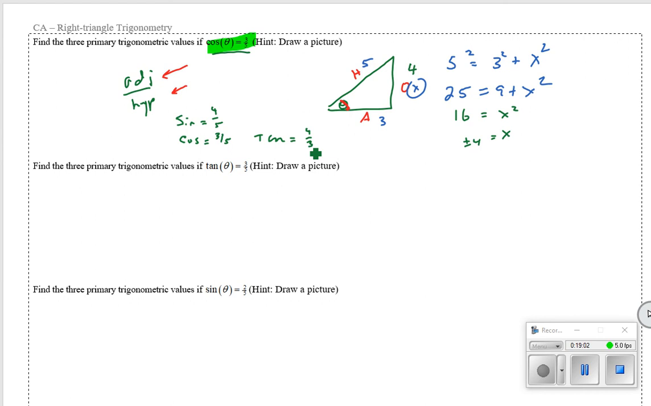Let's do another one. The tangent is 3/5. And what is the tangent? The tangent is the opposite over the adjacent. So for that angle, the opposite is 3 and the adjacent is 5. And I'm going to call that one x. Now I've got the same numbers, 3 and 5, but they're positioned differently. Remember, Pythagoras tells me that the hypotenuse squared equals the other squares added together.